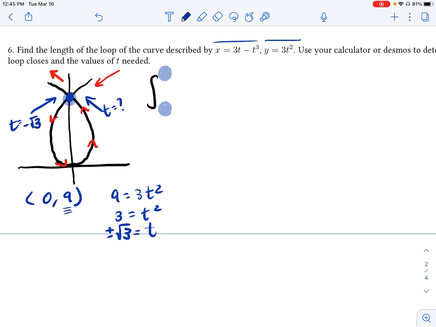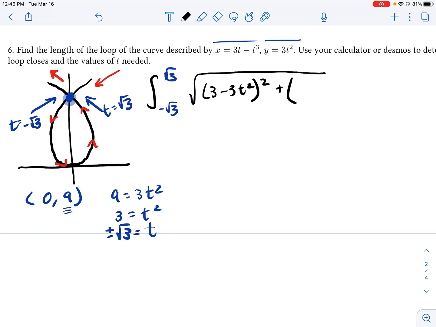And it's going to loop back around, and when t hits positive root 3, it's going to close that loop. So now we know where our integral begins and ends. So we can say negative root 3, positive root 3. And then from there, we can write the square root of dx/dt squared. Well, that's the derivative of our x equation, so that's just going to be (3 minus 3t squared) squared, plus the derivative of 3t squared, which is just 6t, squared, with respect to t.